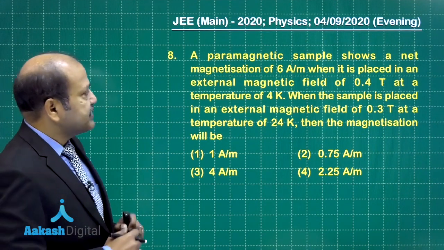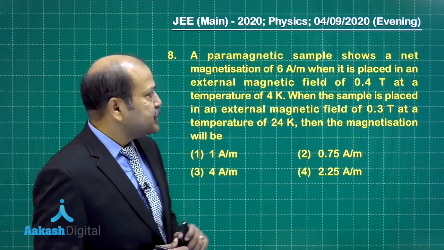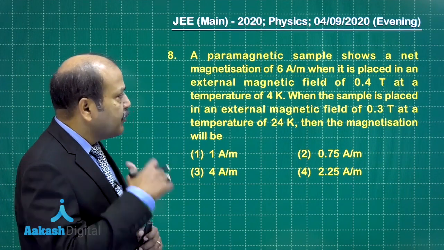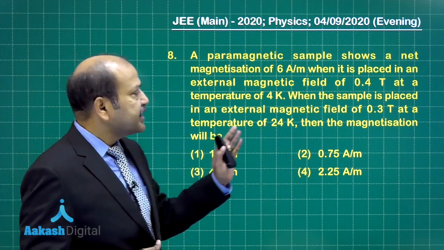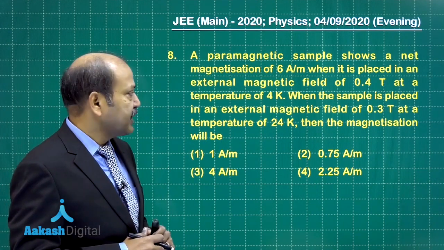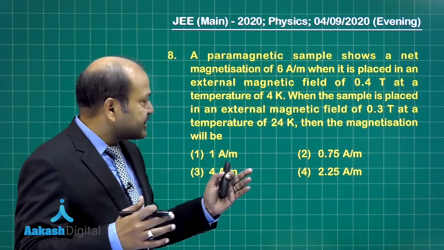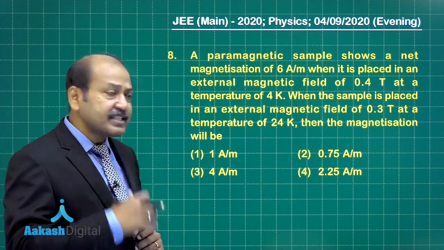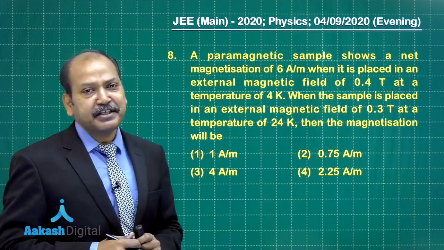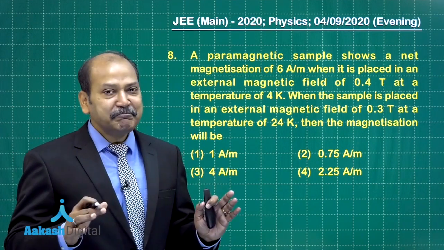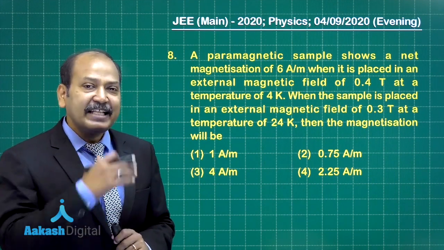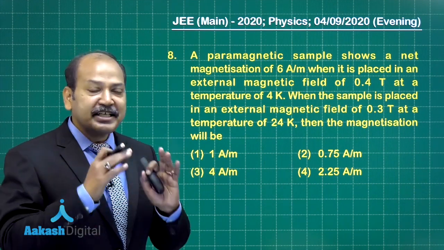And this one says a paramagnetic sample shows a net magnetization of 6 ampere per meter when it is placed in an external magnetic field of 0.4 Tesla at a temperature of 4 Kelvin. When the sample is placed in an external magnetic field of 0.3 Tesla at a temperature of 24 Kelvin, the magnetization will be.